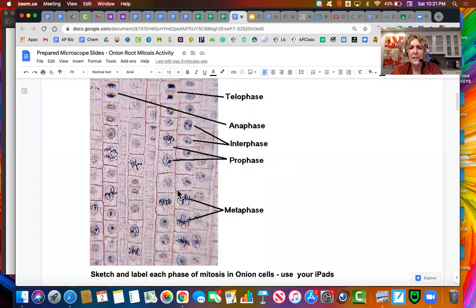Very easy to see that one. Anaphase, they're starting to pull apart. And so here is a really good anaphase slide. Here is also an anaphase. So those are good examples.